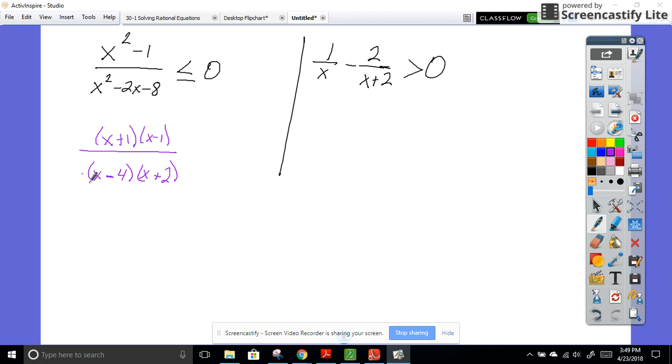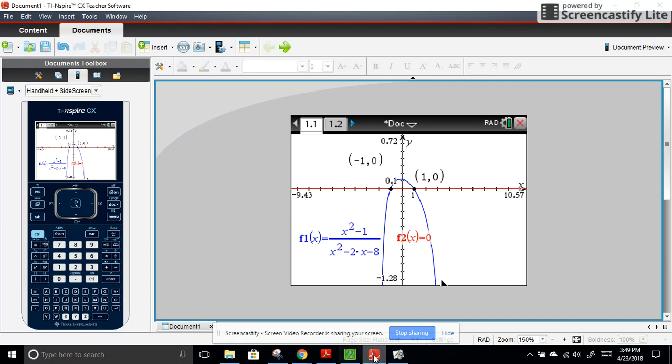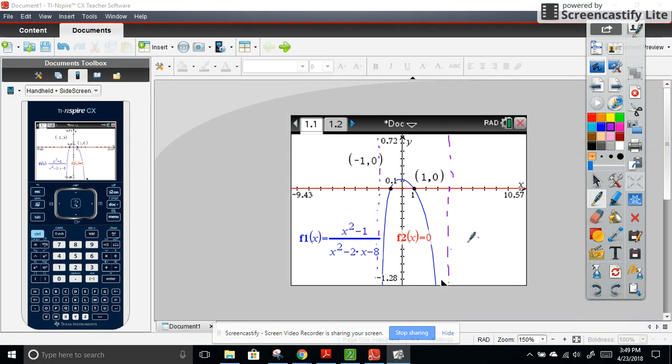So that means we set the denominator equal to 0, and that's where you find your vertical asymptotes. So your vertical asymptotes are at 4 and at -2, just like we can see right here. If I go back and put that up there, at -2 and at 4, we have asymptotes. The intersections right here happen at -1 and +1. We can see those at -1 and +1.